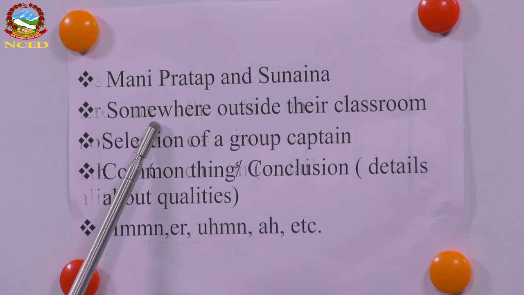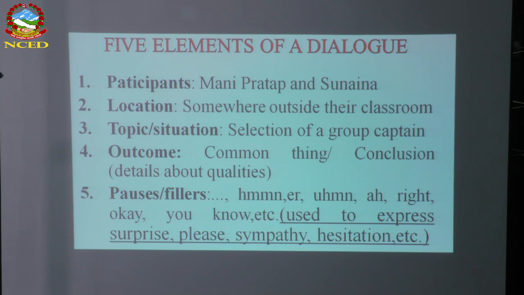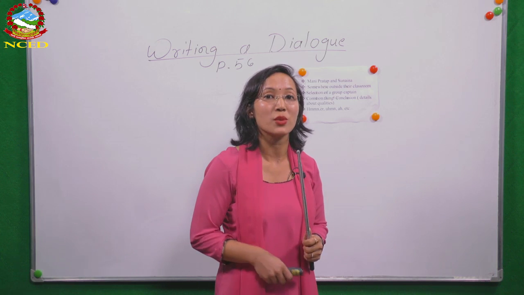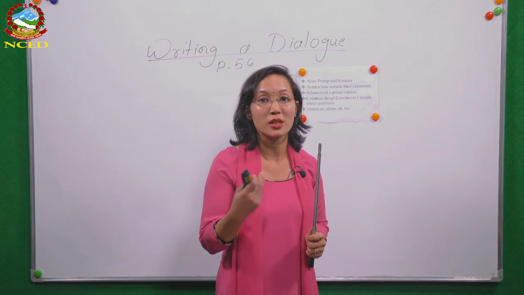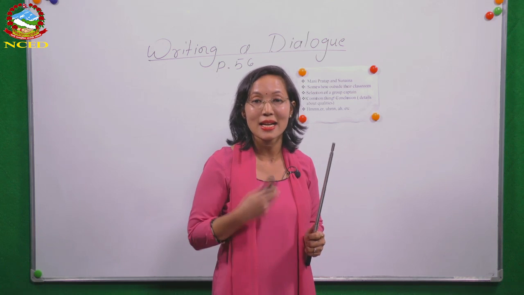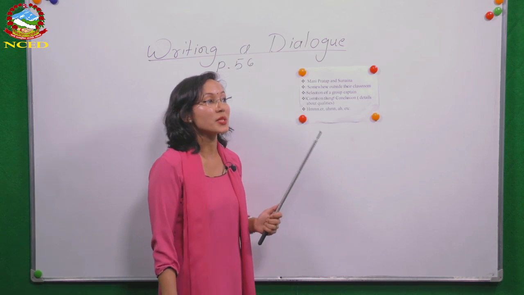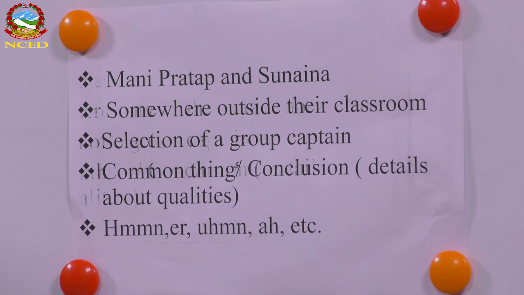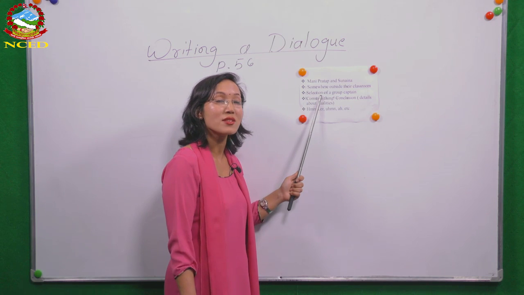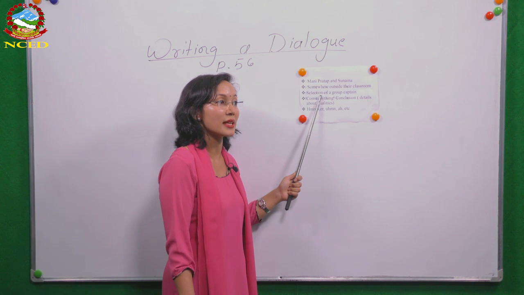Next, topic and situation. They are talking about something there. Why does a dialogue exist? To talk about something. We don't talk about something in vain. Always we have a topic, for which we share our ideas and opinions. So here Mani Pratap and Sunena are talking about selecting a group captain. Is that clear? It is a topic or situation. The third element is topic.